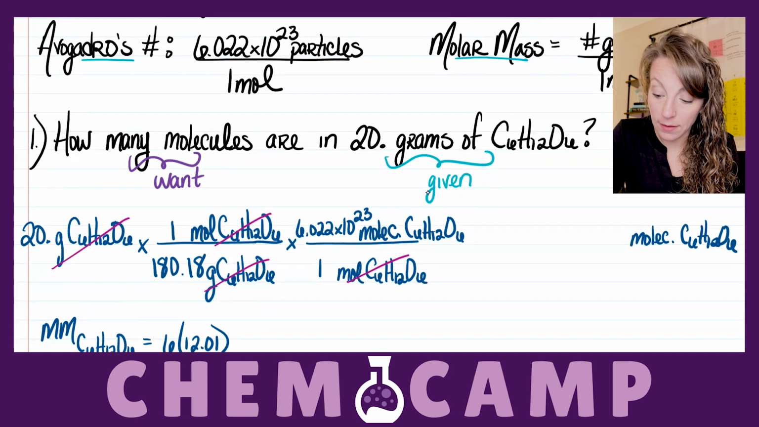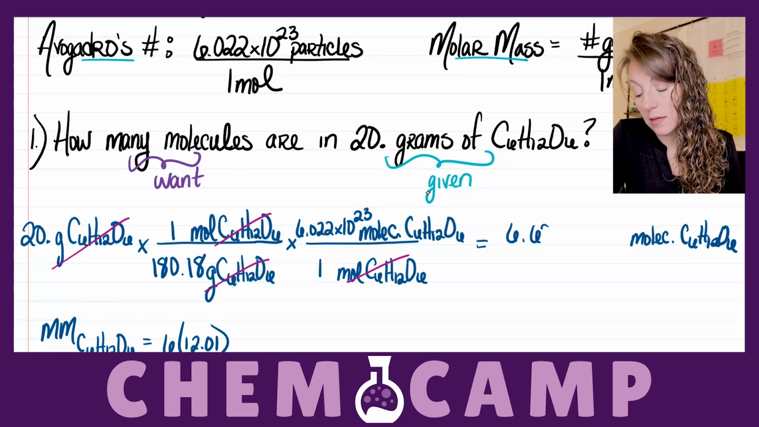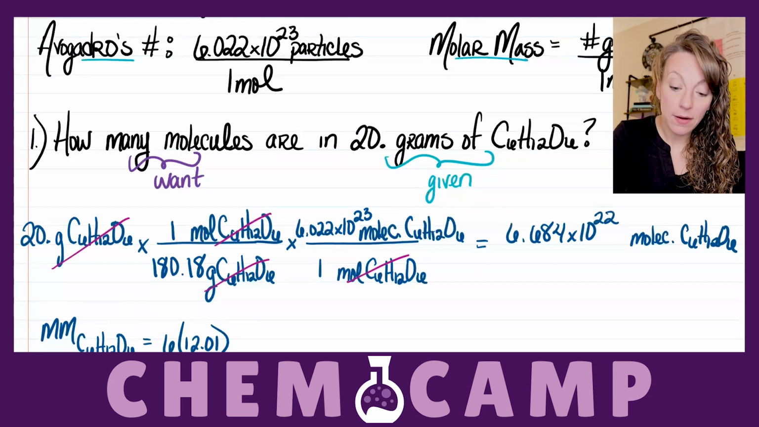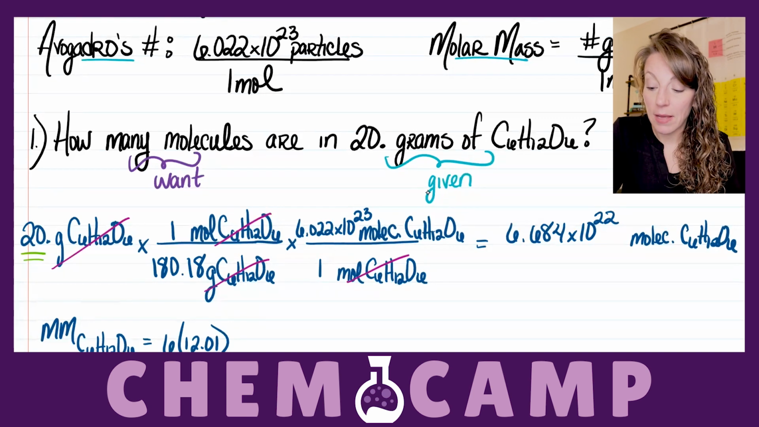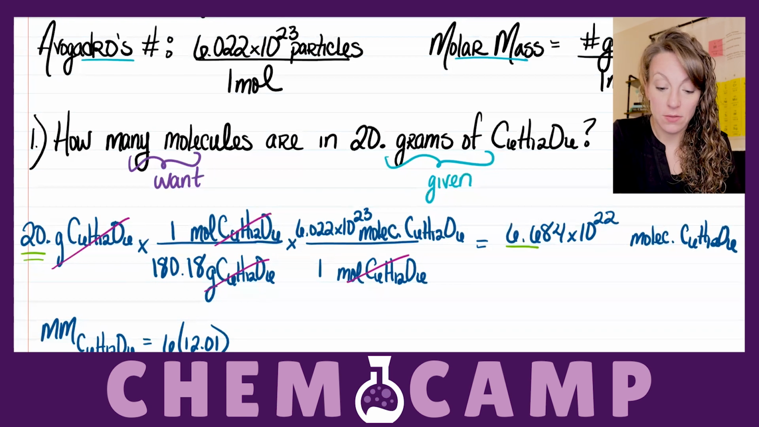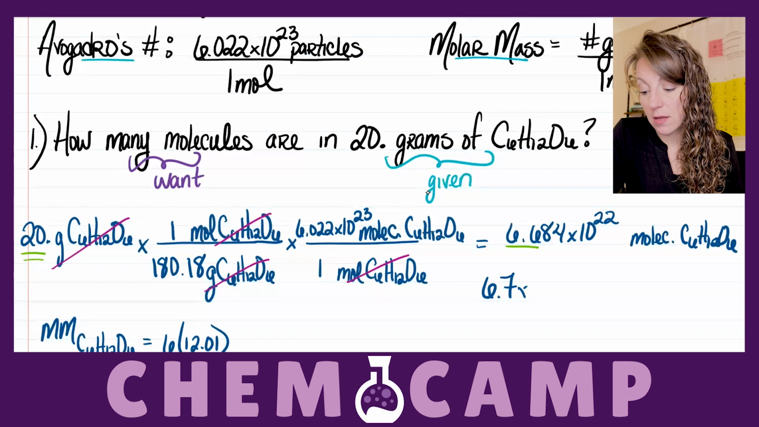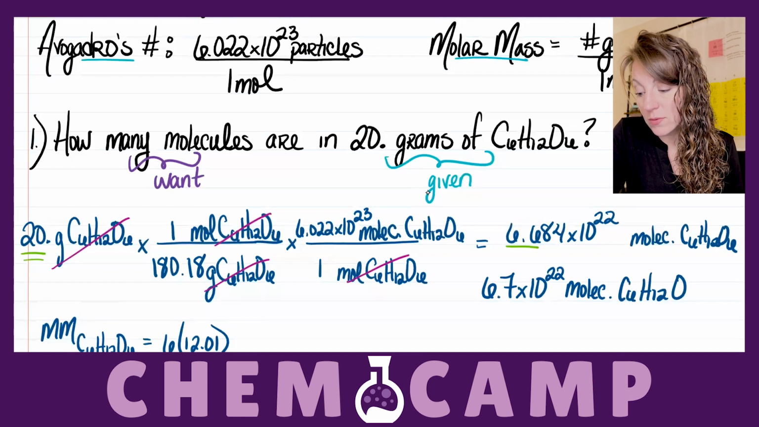And my calculator actually gives me an answer of 6.684 times 10 to the 22nd. However, in my given, I only have 2 sig figs, so I can round my answer to 2 sig figs. So my final answer is actually going to be 6.7 times 10 to the 22nd molecules of C6H12O6.